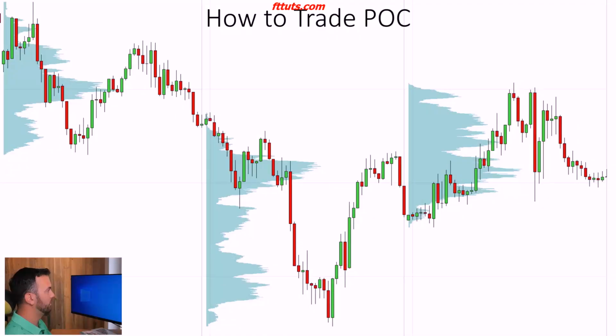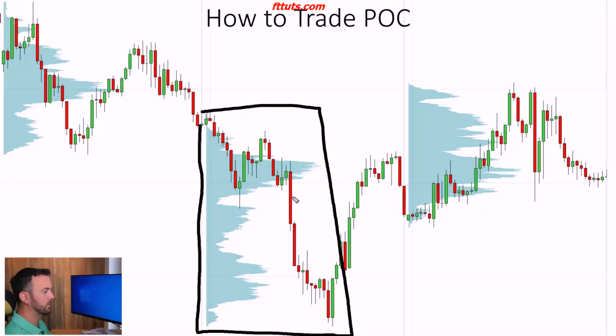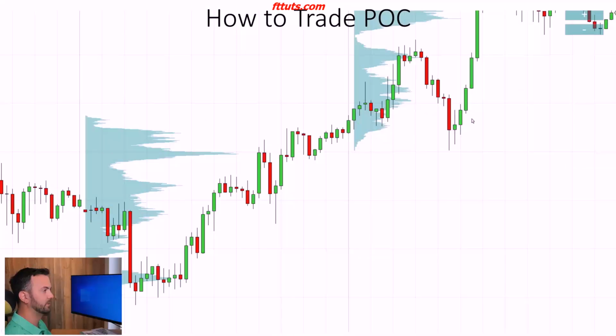There's also one more here. Take a look at this profile. It has point of control right here. The price moves away from the point of control, makes a pullback to it, and this is where you enter short, right? So this is a short trade scenario.